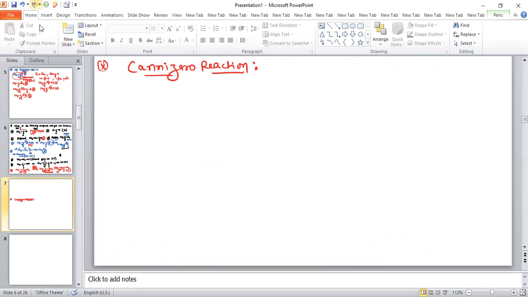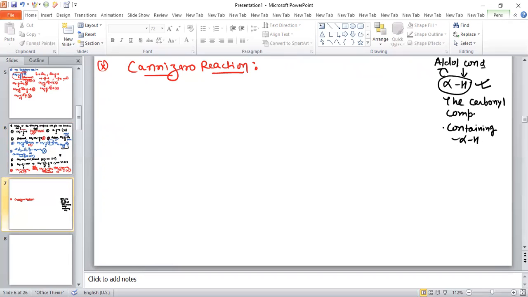What is the basic difference between the Cannizzaro reaction and aldol condensation? In aldol condensation, the reaction is given by those compounds having alpha hydrogen. There must be at least 2 alpha hydrogens for aldol condensation. It means the carbonyl compound containing alpha hydrogen will give the aldol condensation reaction.